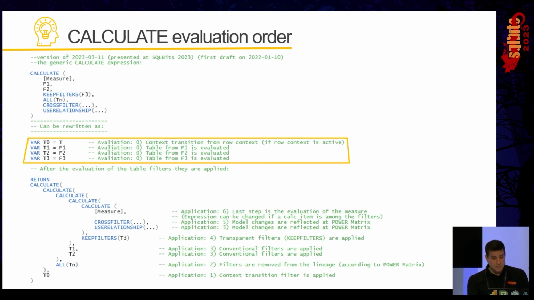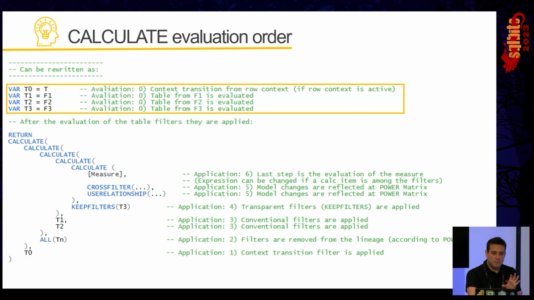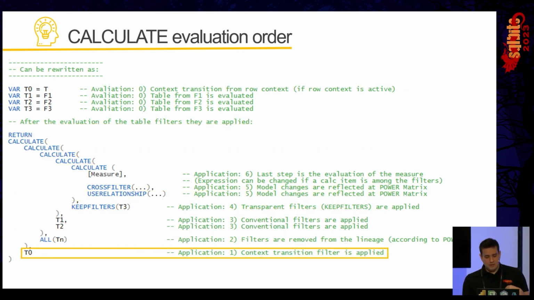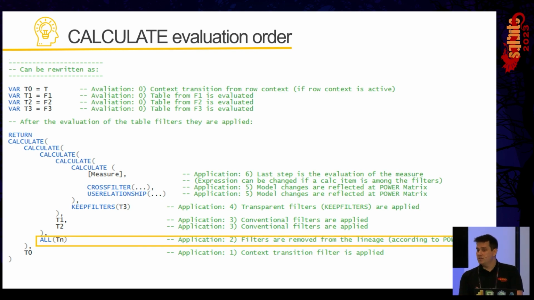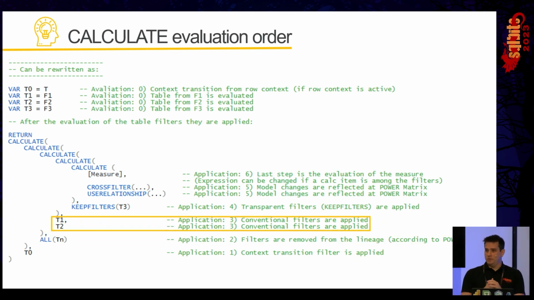I don't know which one will override or add to the other one, but those are the filters, those are the variables. And then we can zoom in a little bit and take those filters, and first we apply the context transition. We know that we can override context transition, so it is the weakest one. It is put on the outer CALCULATE. So in the next level, after the context transition is performed, we can ignore some or all of those filters, okay?